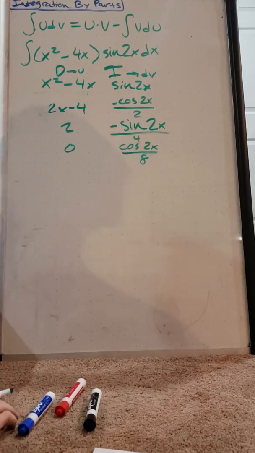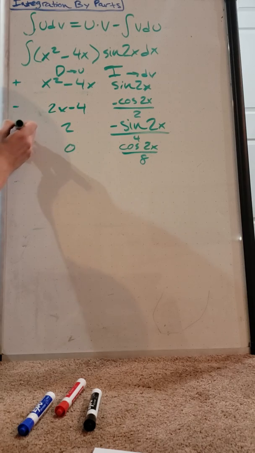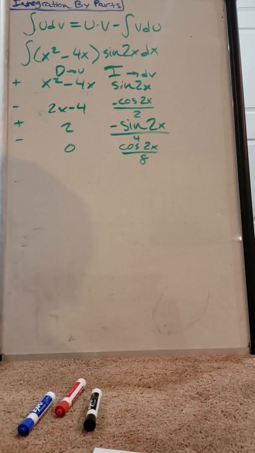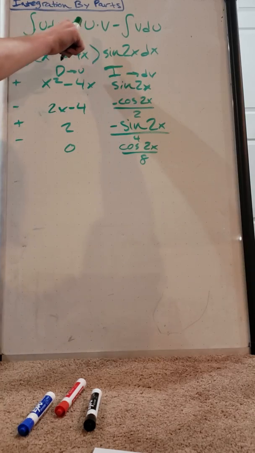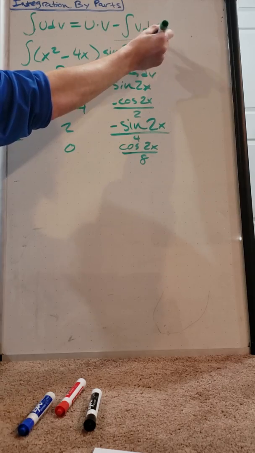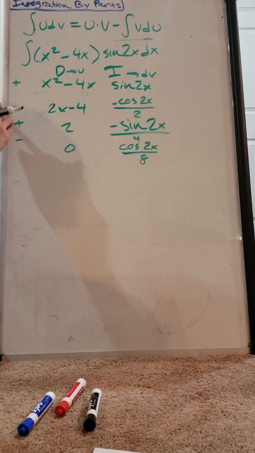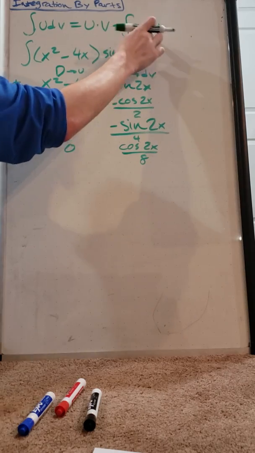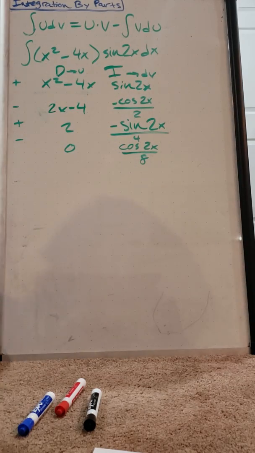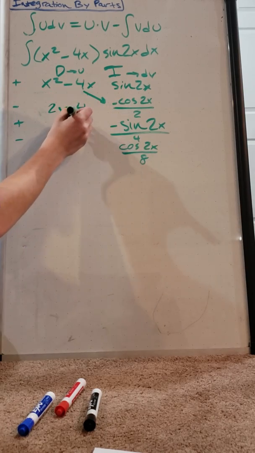All you have to do is start with positive, negative, positive, negative, because every time you do integration by parts you're subtracting the integral, and when you do it again, you're subtracting a subtraction, so that's how it goes from negative to positive, if that makes any sense. The way you do it from here is you just multiply the diagonals.